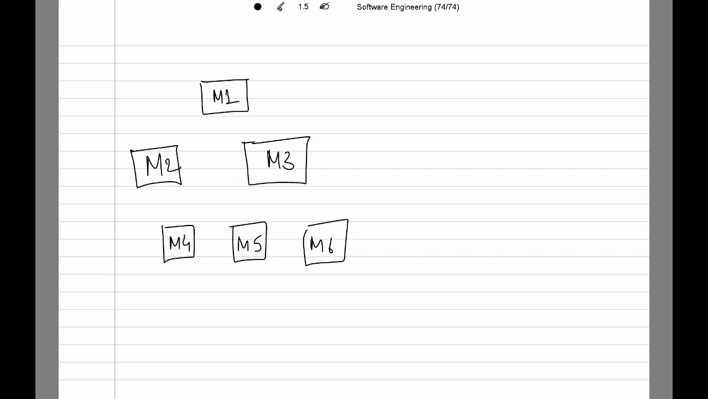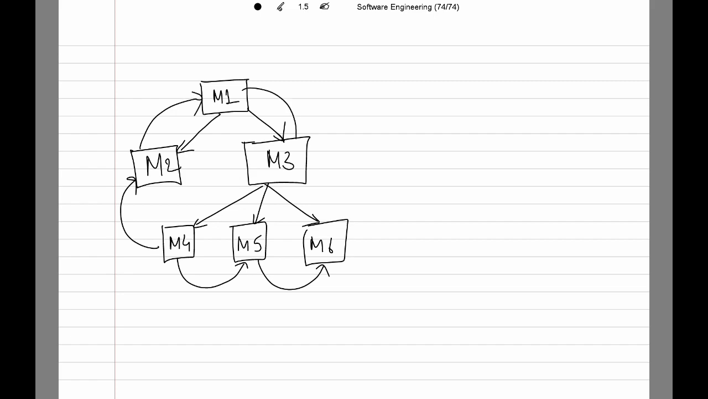So let's say module 1 can invoke module 2. Similarly, module 1 can invoke module 3. Similarly, we can have a scenario where module 3 is invoking module 4, module 3 is invoking module 5, module 3 is invoking module 6, right? And again, between 4 and 5 there is another invocation, and between 5 and 6 there is another invocation, and there are all possible kinds of invocation all over the place, right? We can have this also.